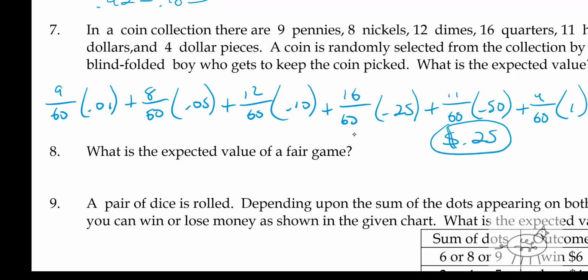That's your expected value. Okay, so every time you do it, you might win a quarter, but you might win 10 cents or 5 cents, but on average, you'll win 25 cents. What's the expected value of a fair game? 0.